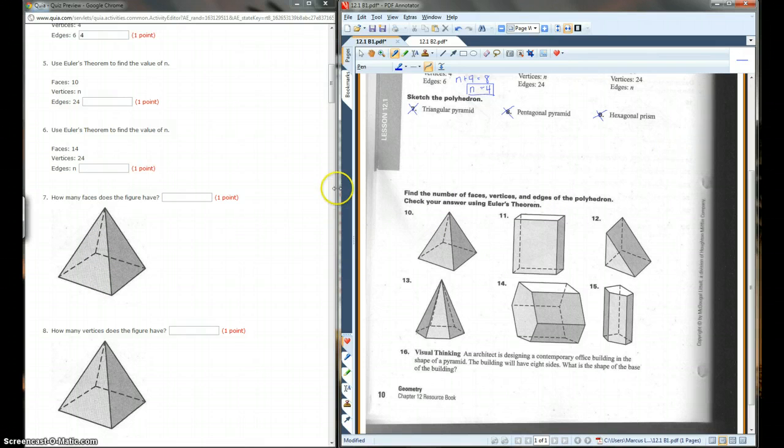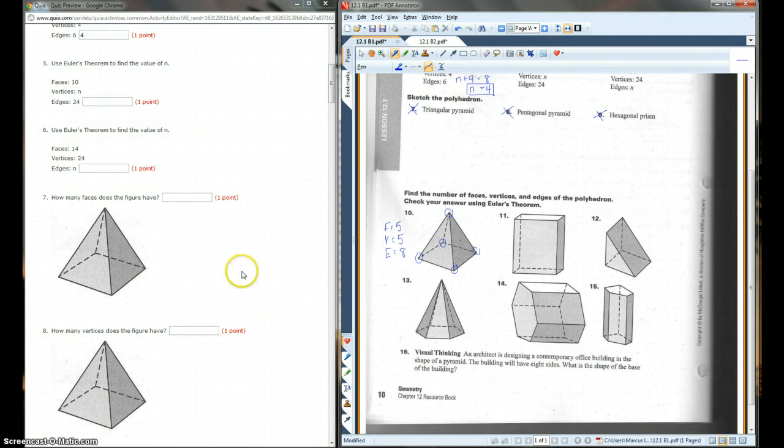Okay, so faces, there's 1, 2, 3, 4, 5. Vertices, 1, 2, 3, 4, 5. Edges, 1, 2, 3, 4, 5, 6, 7, 8. And the faces plus the vertices, which is 10, has to equal the edges plus 2. 10 does in fact equal 8 plus 2. So we're good.